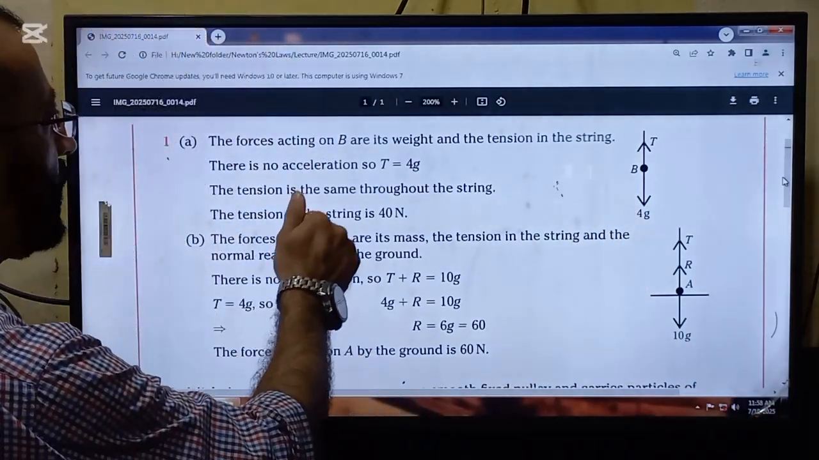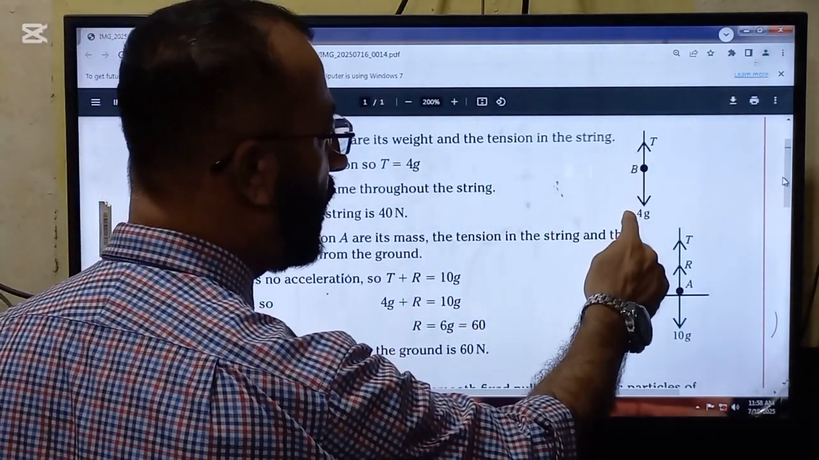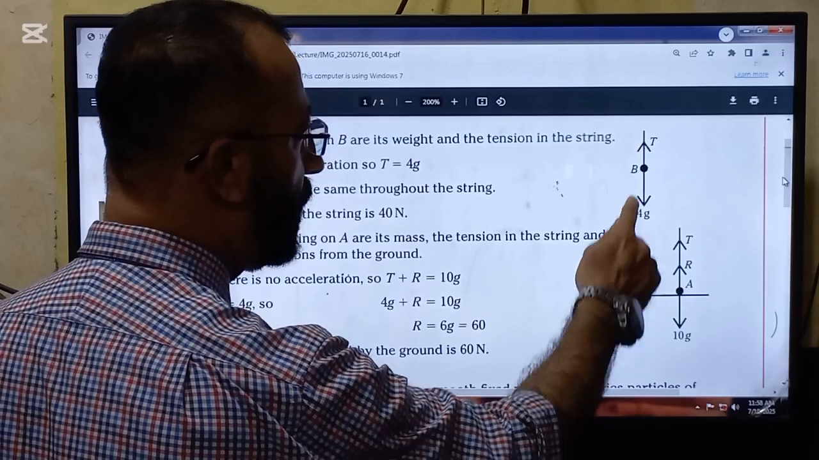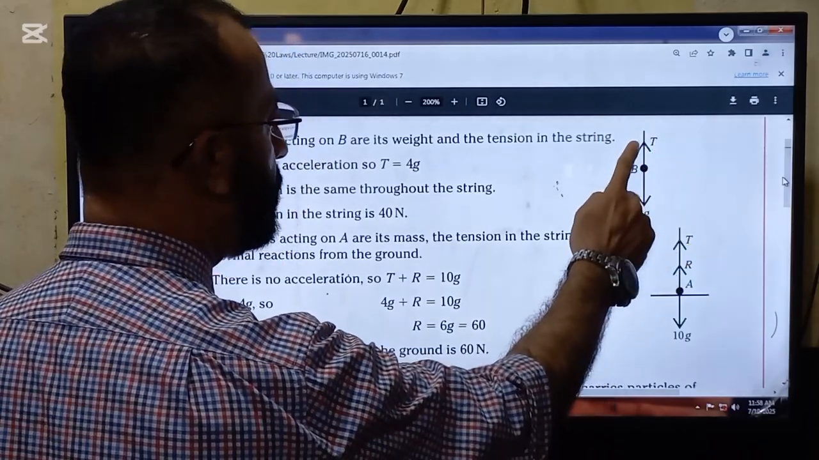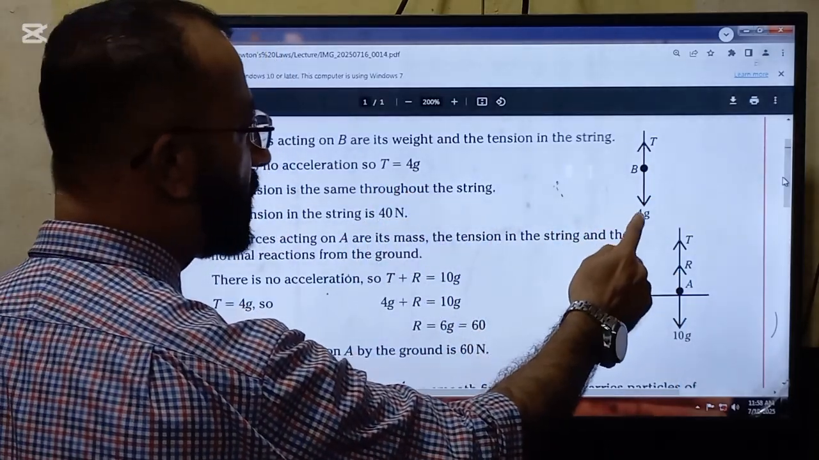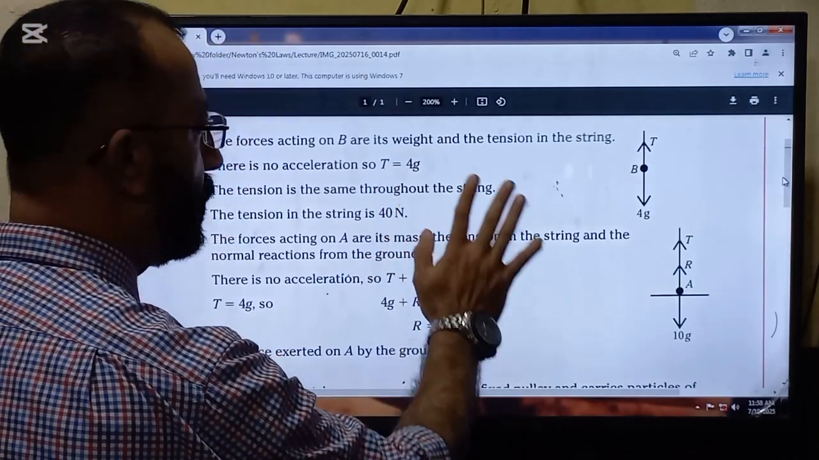The forces acting on B are its weight and the tension in the string, because the body is hanging through an inextensible string. So weight will act downward and tension in the string will be upward. So it means tension will be equal to the weight. So T is equal to 4g, because 4 kilogram is the mass of the body.